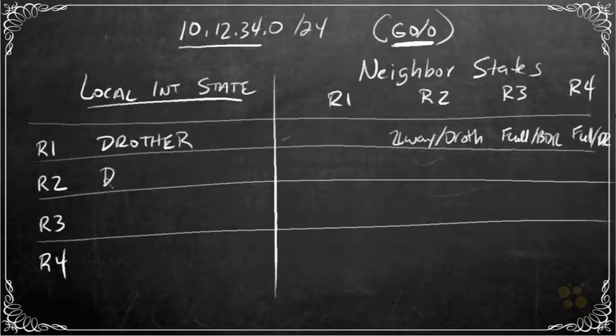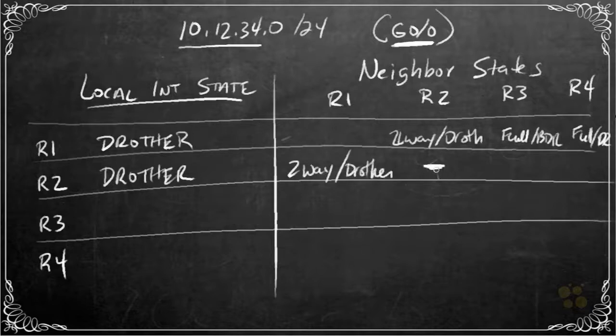So here we have DROther for the local state, and its relationship with R1 is 2-Way/DROther. It does not have an adjacency with itself. Between R2 and R3, it's Full, and BDR, because R3 is a BDR, and with R4, we have Full and DR. Great, let's repeat the process for R3 and R4.